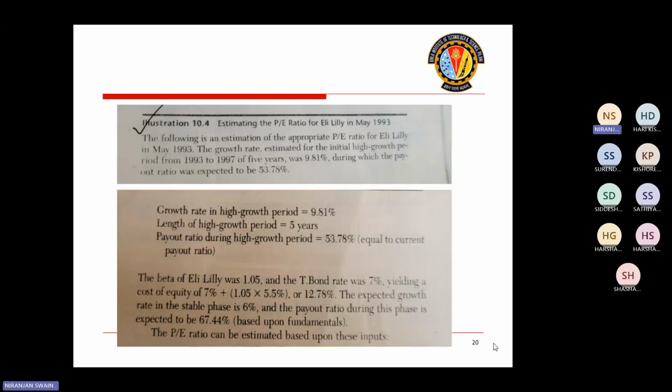Now the beta of Eli was 1.05. T-bond rate was 7%, and cost of equity, assuming 5.5 is the market premium, is 12.78. That is risk-free rate plus beta into market premium, 12.78. Expected growth rate during stable growth period, that is GN, is 6%. Payout ratio during this stable growth period, since growth rate is reduced, therefore the payout is high, 67.44. Now you calculate the PE multiple.